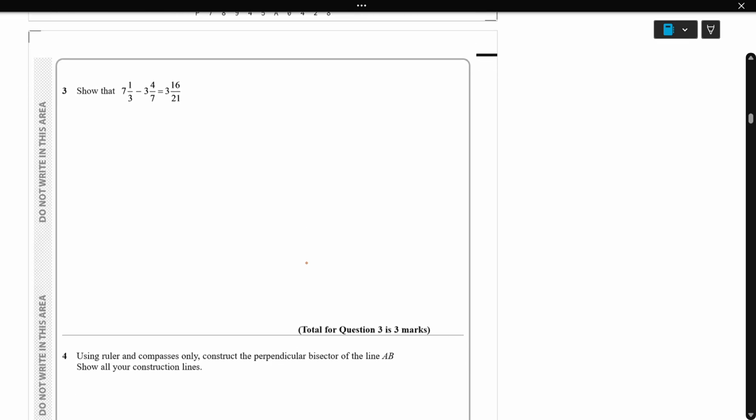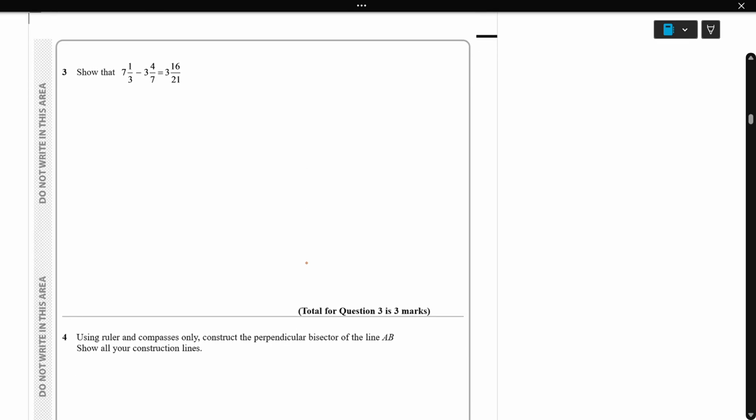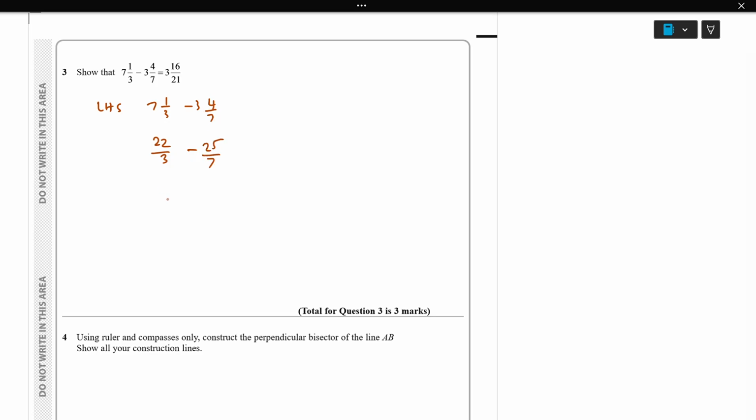Okay, the next question, question number 3. Show that 7 1/3 minus 3 4/7 equals 3 16/21. So I'll take the LHS. LHS is the left hand side. So 7 1/3 minus 3 4/7, which is 3 times 7 is 21, 22 over 3, minus 21, 25 over 7. So make the same denominator with the LCM, here multiply by 7, here multiply by 3, up and down.